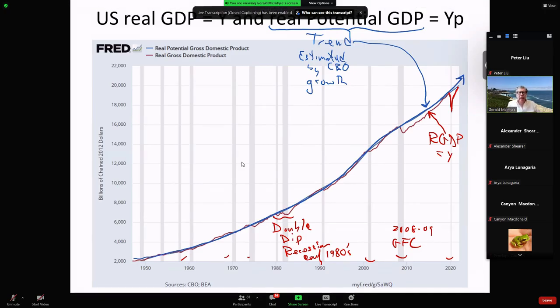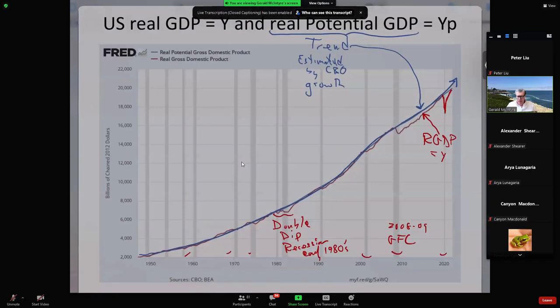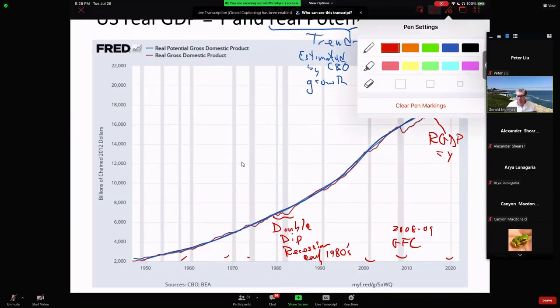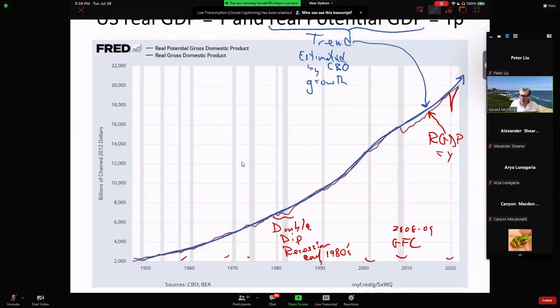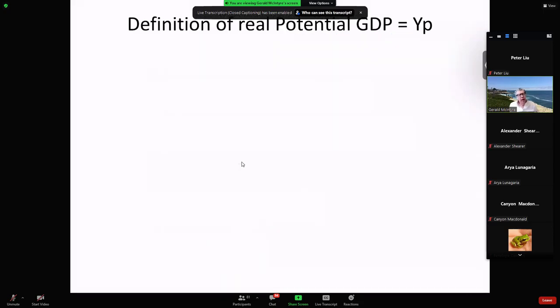This trend line has a name and it's called potential GDP, and that variable we'll call potential GDP YP, real potential GDP YP. I want to give you the definition of real potential GDP, this trend line.